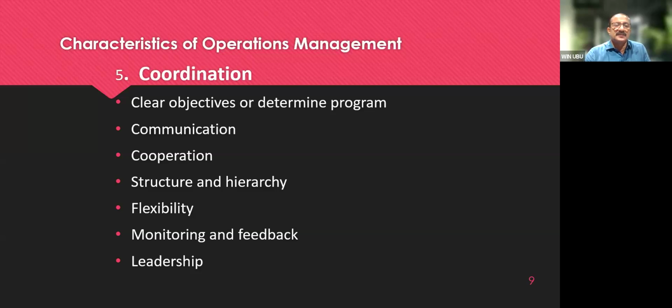This coordination is necessary for all the departments by the operations, as well as objectives to determine the program, and as well as communication. So we said already the operations individual has to be a leader, because they have to take the leadership of the process. So for all the processes, they have to take the leadership. In that case, they should have effective communication.